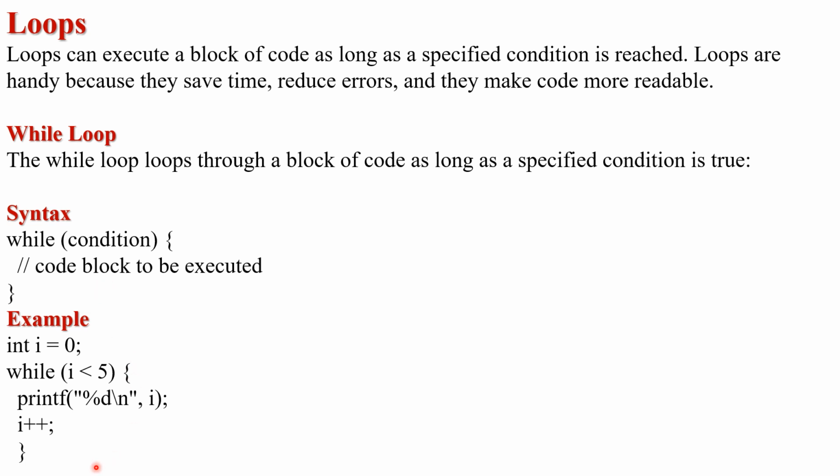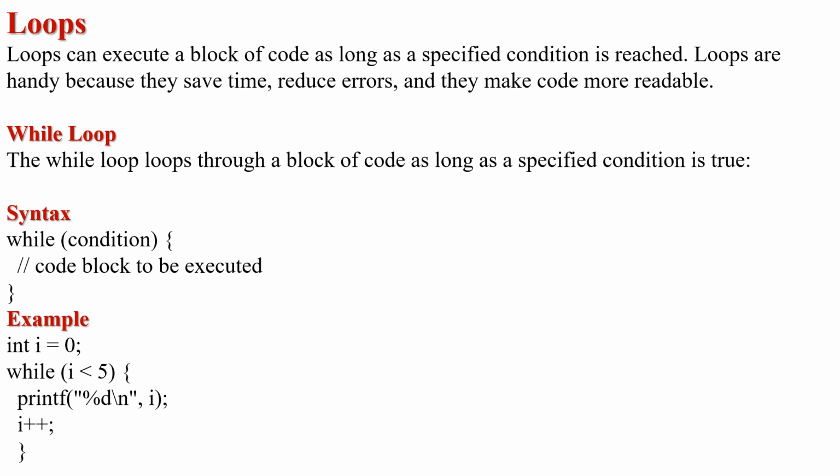The syntax is while condition. If the condition is true, the code block is executed. This while loop is called an entry controlled loop because when it enters the loop, it first checks the condition. If the condition is true, it executes, otherwise it skips.